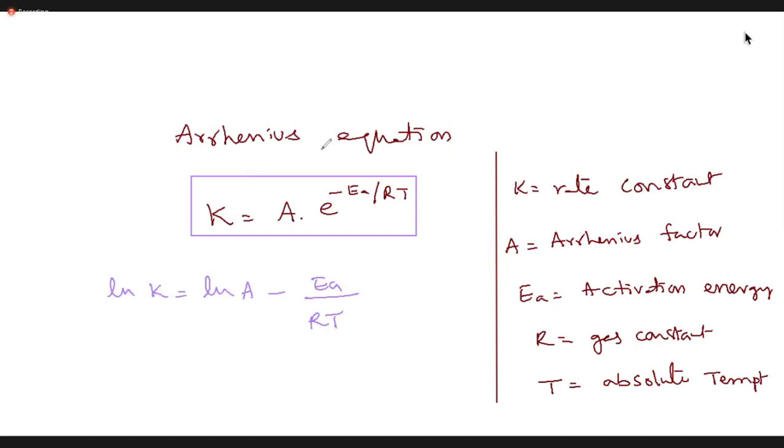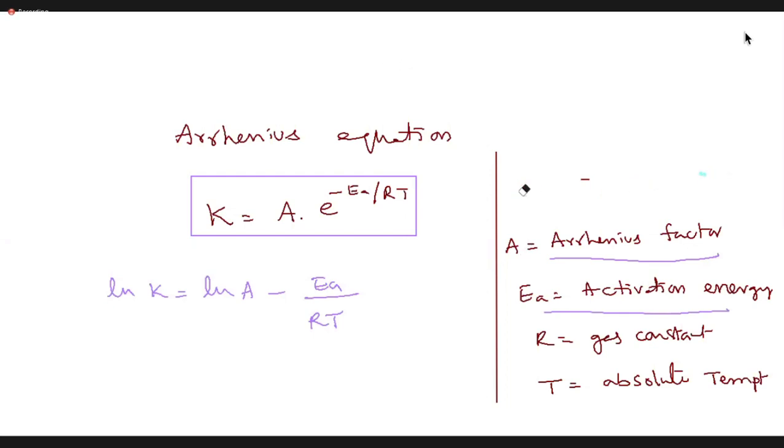Listen here. Arrhenius equation is K equals A into e to the power minus EA by RT. What is K here? Rate constant. A is the Arrhenius factor. This Arrhenius factor depends on the nature of that chemical reactant. It has a fixed value for that, constant. EA is activation energy. Do you have any idea about the activation energy? If not, I will explain it anyhow in the next heading. Next, gas constant. Have all of you written this?